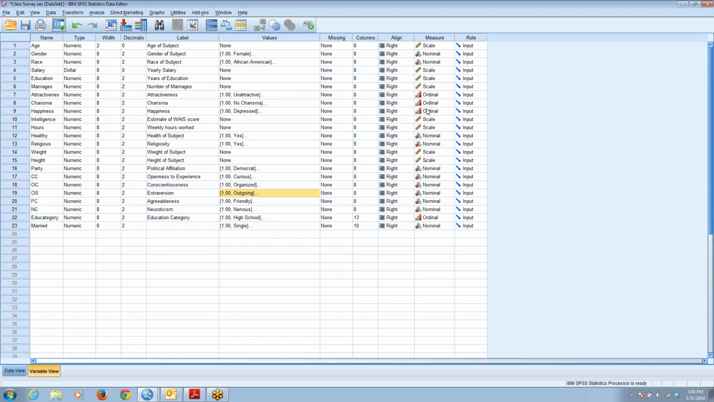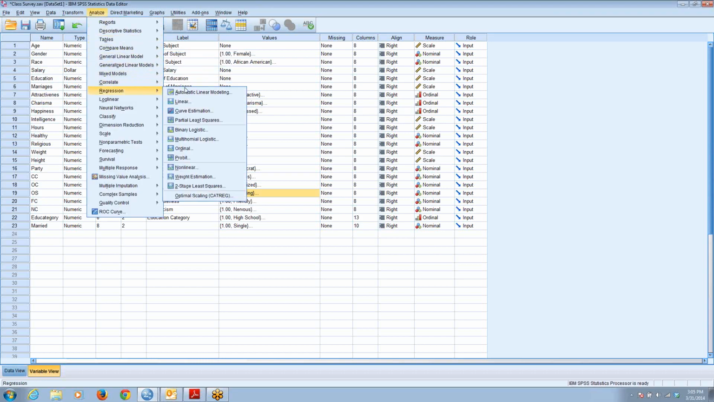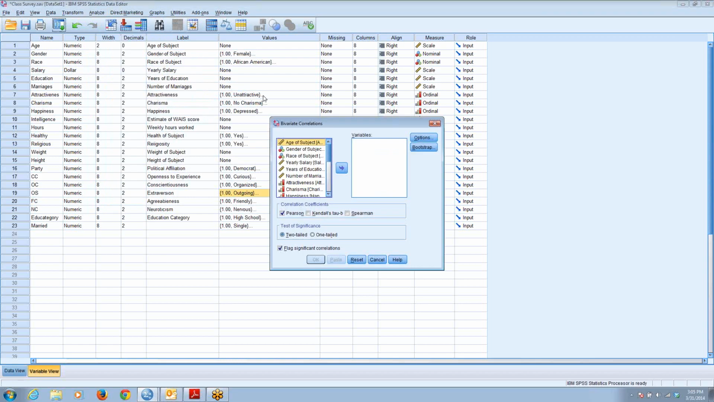For this one, I'm going to correlate attractiveness with happiness. These are all, remember, on a 1 to 10 scale. So I go to Analyze, and I go to Correlate, and I go to Bivariate, which just means two variables. And what did I say? Attractiveness and happiness. What do you guys hypothesize? I imagine you're thinking there's probably a significant correlation there, but we'll see.